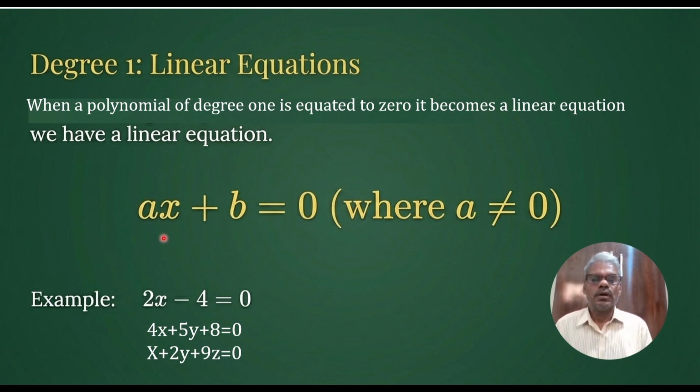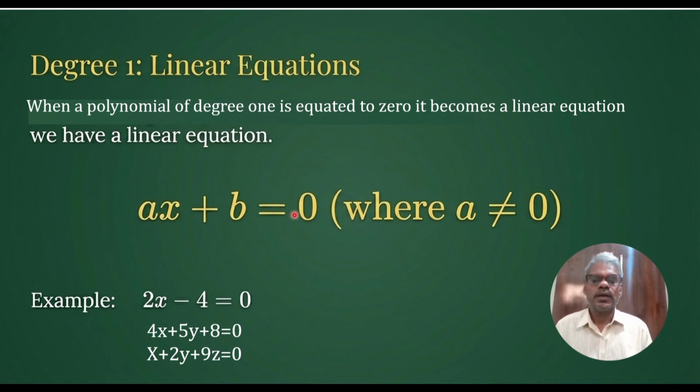And as per our definition, the left hand side must be a polynomial of degree 1. So any polynomial of degree 1 equated to 0 becomes a linear equation when there is at least one term of variable having a non-zero coefficient. Examples: 2x minus 4 is equal to 0, 4x plus 5y plus 8 is equal to 0, x plus 2y plus 9z is equal to 0.